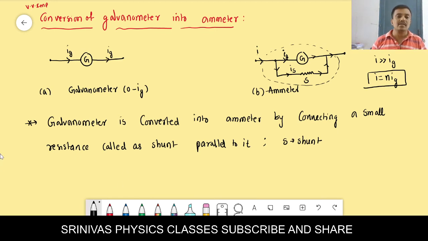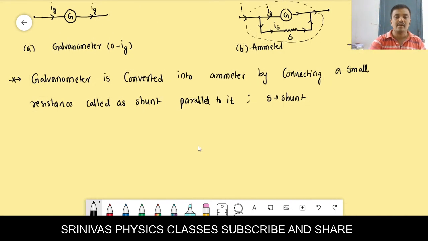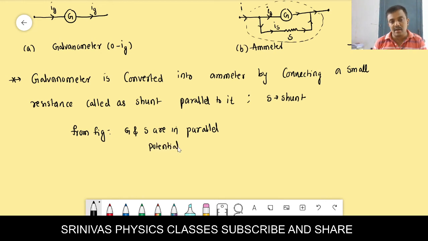Okay, then let us see what is happening in this. What is the value of S? How much S do we have to add parallel to it? That S formula I am going to derive. For that, from the figure, what can we write? From the figure, G and S are in parallel. Is it correct? Then the potential difference across the galvanometer and shunt resistance will be the same. Potential difference is constant in parallel.